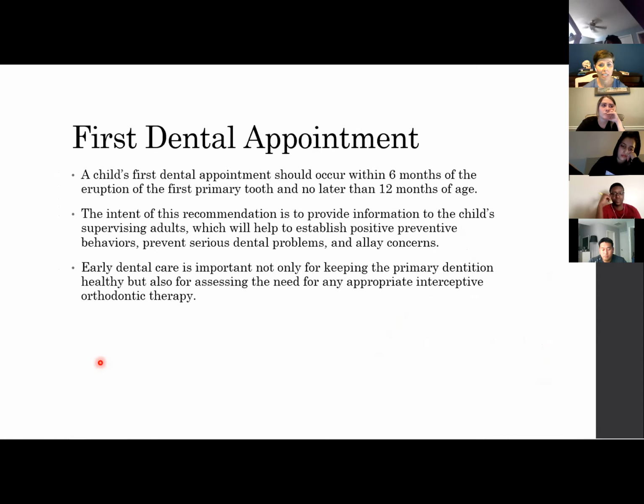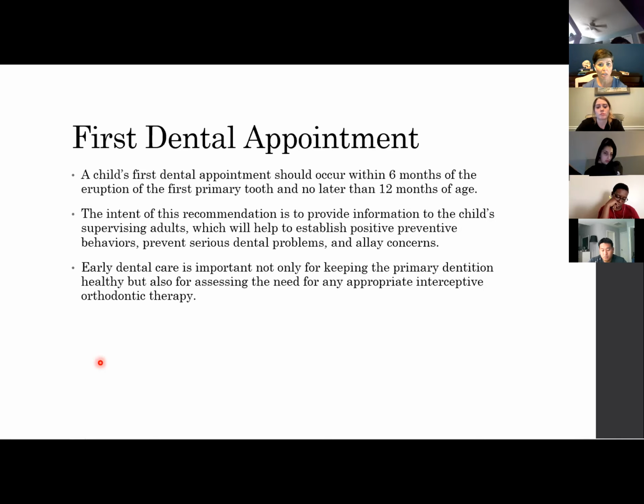All right. First dental appointment here. Mrs. Calhoun's going to get on her soapbox real quick. You know, I love to pull out that soapbox. Okay. The child's first dental appointment should occur within 6 months of the first eruption of the very first tooth, and no later than 12 months of age. So by 6 months after the tooth has erupted, and no later than 12 months of age. If your child doesn't have any teeth at 12 months, it's a good idea to go in and have someone take a look.